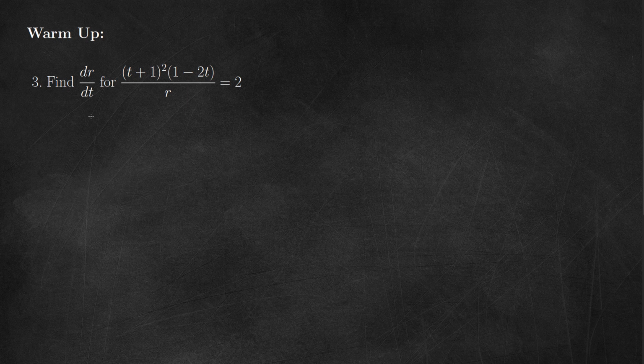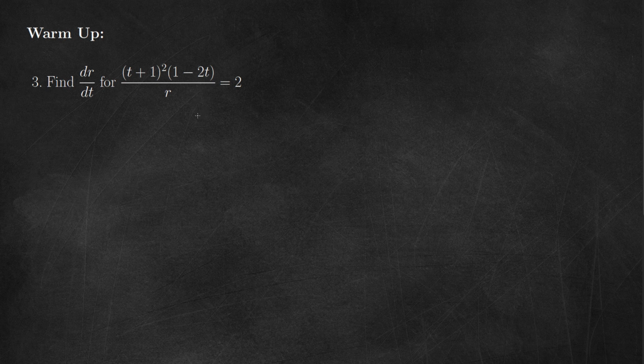Number 3, find dr dt for (t plus 1) squared times (1 minus 2t) all over r equals 2. Now we could just go ahead and start taking the derivative as is, but there's a lot of stuff going on on the left-hand side. We've got quotient rule in our outermost function. We've got product rule when we have to take the derivative of the top of this, and we've got chain rules involved in taking the derivative of the top as well.